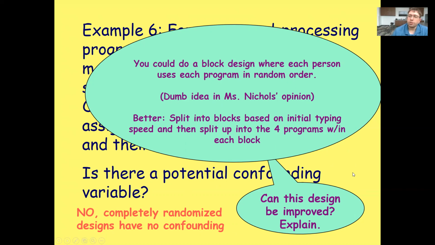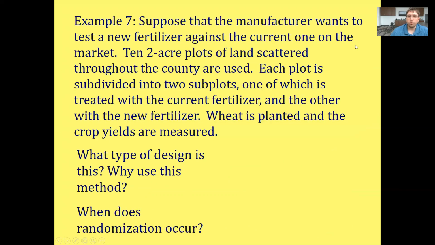And I'm blocking based on initial skill level, because that's the one variable I'm concerned is going to cause the most issue with my final results. I could also block where each person would use each program in a random order, more like a matched pairs thing. But there's really no need to have all 100 people try all 4 programs. It would be very tedious. So instead, the better option is this way here. But you could do that if that's something you want to do.